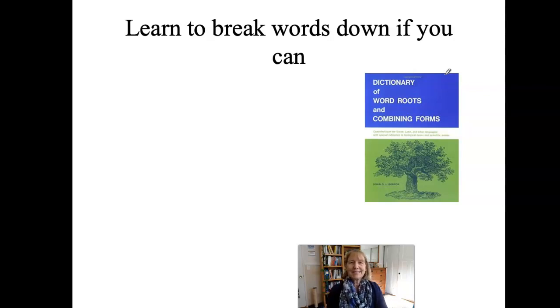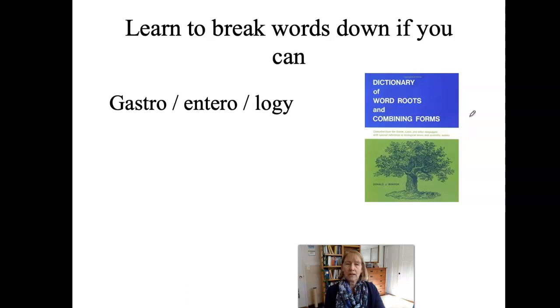Another piece of advice is learning to break down the words, if you possibly can. We have this little dictionary, which is really excellent, and we usually keep it in the lab during our in-person semesters. It's a dictionary of word roots, and it's really helpful when you're trying to decipher what a word means, especially if they get long, like gastroenterology, right? You want to break it down into its little pieces. What's that mean? Gastro, entero, and ology, right? Or logy.